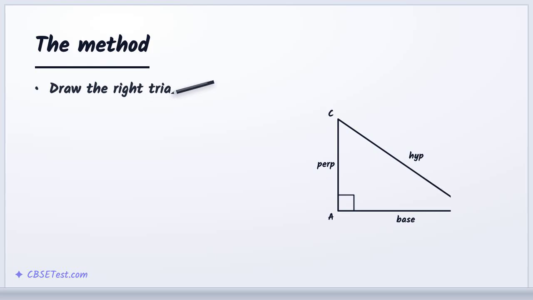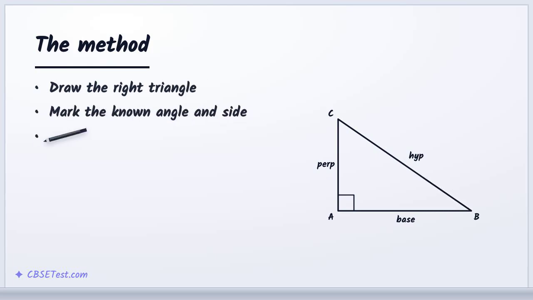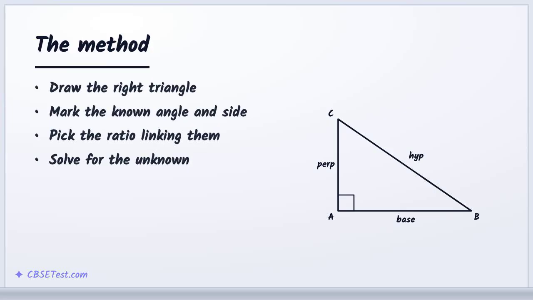The recipe is always the same. Sketch the right triangle, mark the angle and the side you know, choose the trig ratio that links the known and the unknown, then solve.